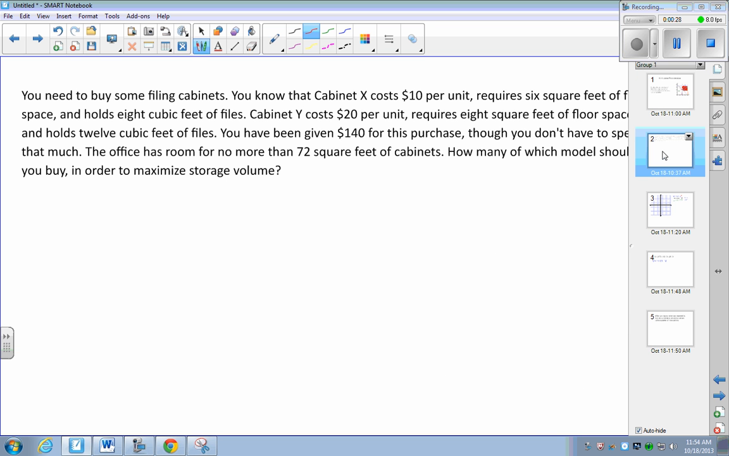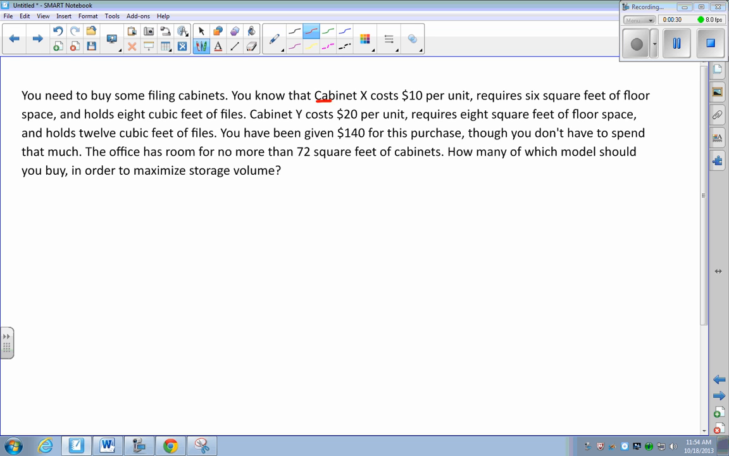And so you need to buy some filing cabinets. You know that cabinet X costs $10 per unit. Okay, that's going to be important. It also requires 6 feet of floor space, which you're going to need to know, and holds 8 cubic feet of files. So that's all of our information with cabinet X. Cabinet Y costs $20 per unit, requires 8 square feet of floor space, and holds 12 cubic feet of files.